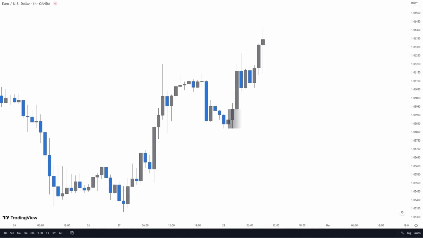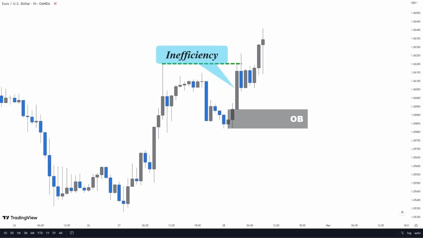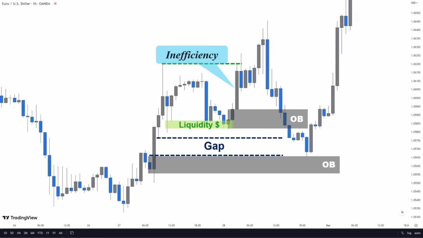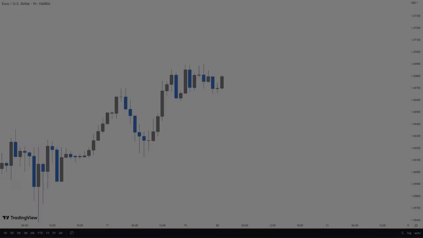Here we have euro-dollar in a 1-hour time frame. We can spot this valid order block that created inefficiency and break of structure. But looking at the left side, we can spot the support that rejected the price multiple times. So there is a lot of liquidity gathered below this level. Also, we have gaps exactly under this and another valid order block. So there is a high chance for the price to break below this liquidity zone to fill the gap and continue pushing up when it taps into the second order block.